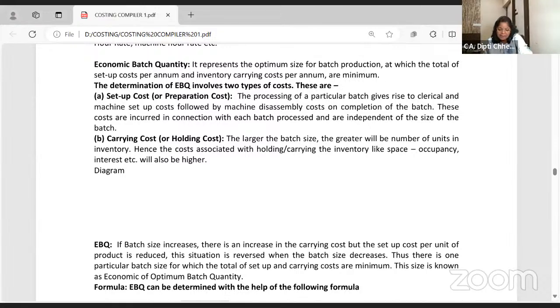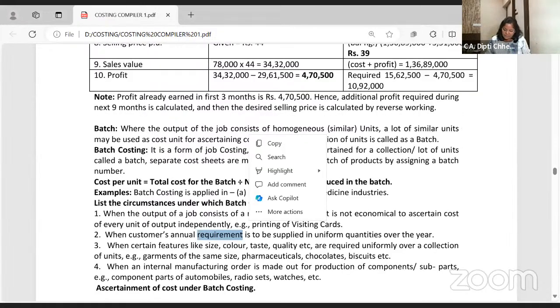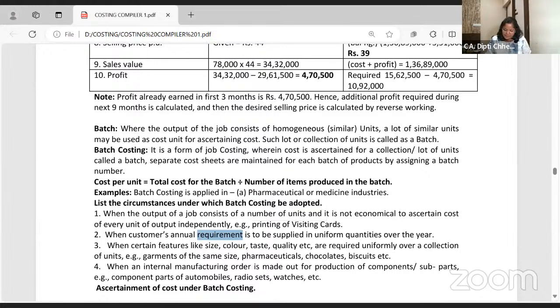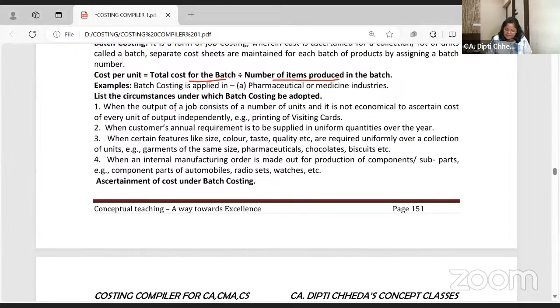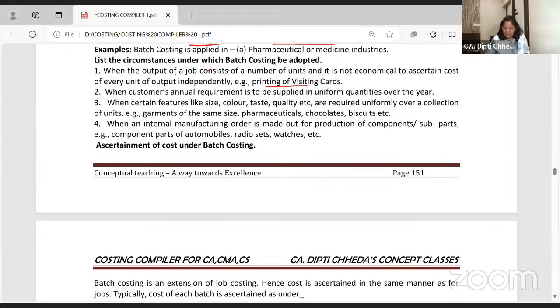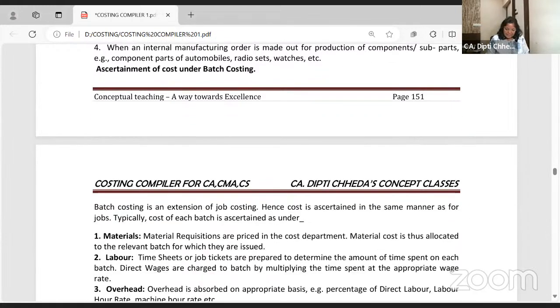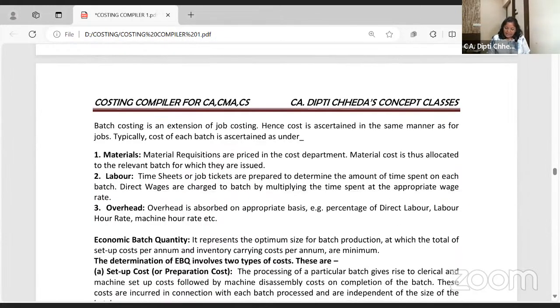Batch. What do you mean by batch? Where similar products are produced. So that's batch costing. Total cost divided by number of items. List the circumstances under which batch costing may be used. Like visiting cards and where things are the same. The product chocolate, biscuits, I gave you enough examples. You can read right now.